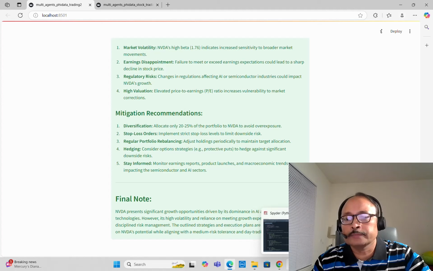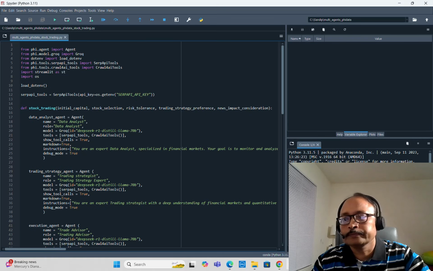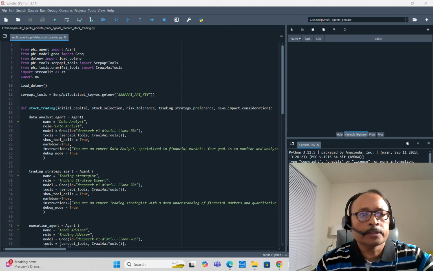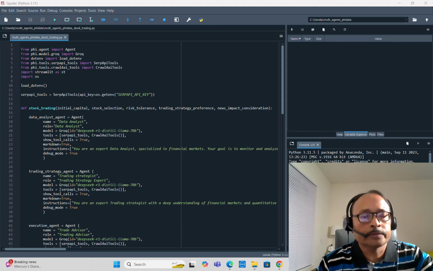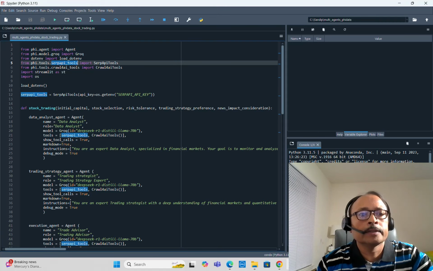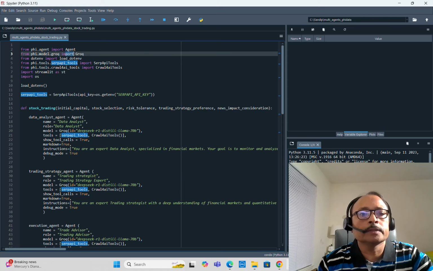So now we'll briefly explain the Python code to you. At first, you have to import certain libraries. From phi.agent, import the Agent class, and then from phi.model.groq, import Groq, because we are using the DeepSeek-R1 model but through Groq only. Then from dotenv, load_dotenv, this is for loading the environment variables.